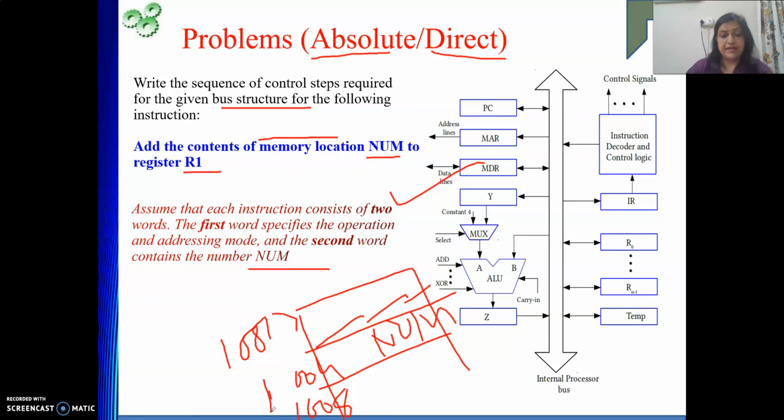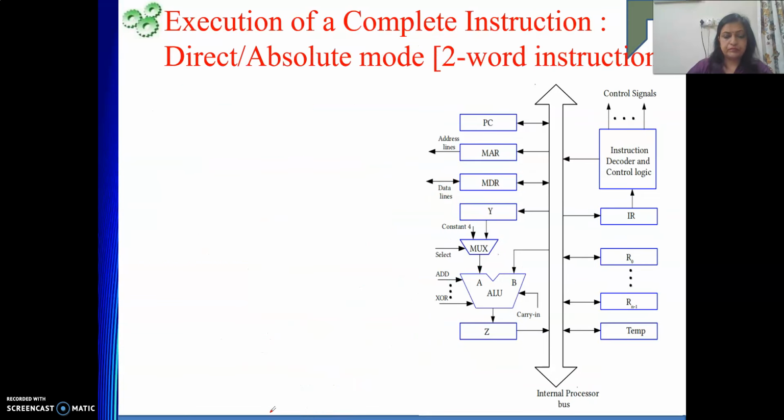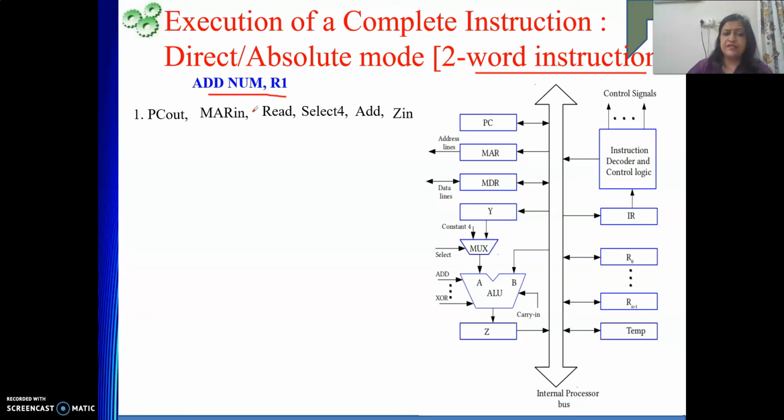Next we'll see how to do this. First part, the instruction will look the same. Do remember we are doing a two word instruction. So add num comma R1. First we need to get the first part of the instruction. So who is pointing to it? PC. So PC out, MAR in, read, select 4, add, Z in.